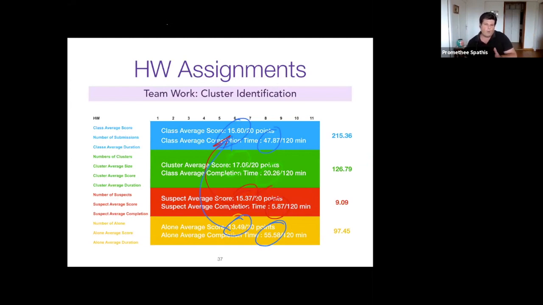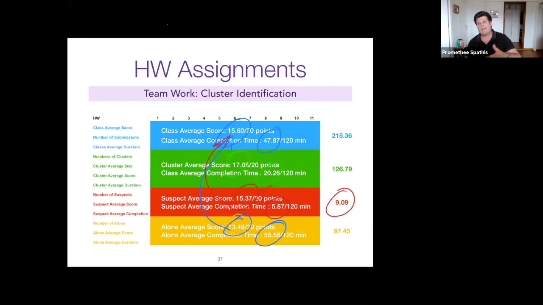So I think that what we can see here is the teamwork is really interesting to the students because it helped them, all right? And cheating actually was not so frequent, because on average we suspected only 9 students out of 248 students who were actually cheating.